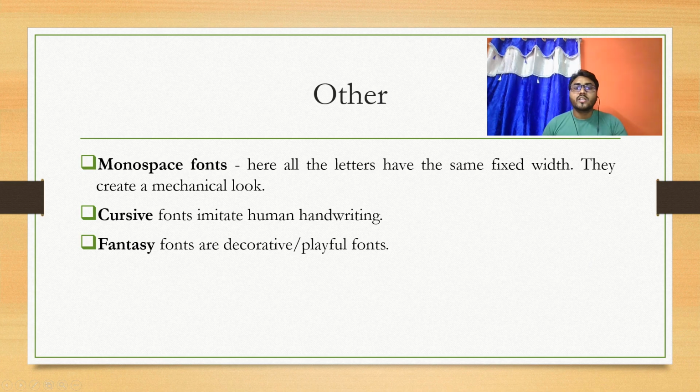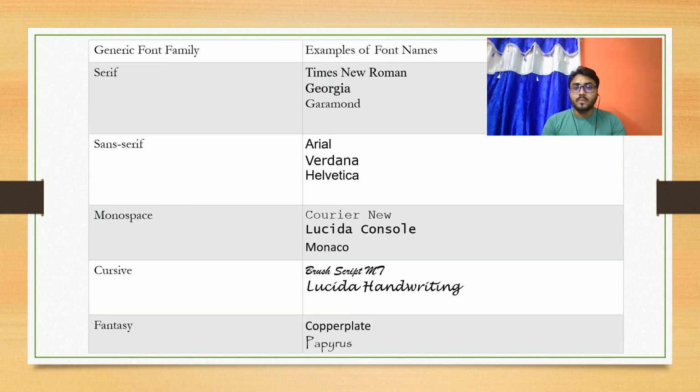Other than serif and non-serif fonts, we also have monospace fonts, cursive fonts, and fantasy fonts. In monospace fonts, all the letters have the same fixed width, which creates a mechanical look. Cursive fonts imitate human handwriting, and fantasy fonts are decorative and playful. In the next slide, we will show you different types of fonts with examples.